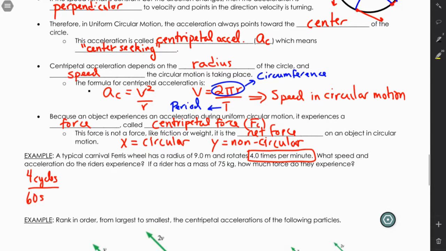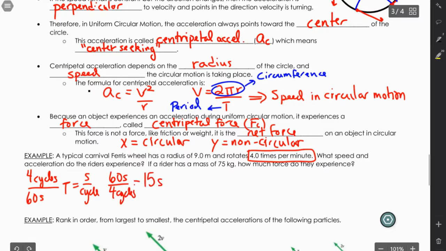Now, what we want is seconds per cycle. That would be our period, right? So that would be our T. And so all we're going to do is kind of flip this. It's almost like a conversion factor. So we're doing 4 cycles, right? We're doing that in 60 seconds. So 1 cycle would take 15 seconds, okay?